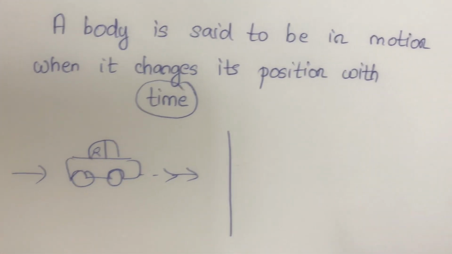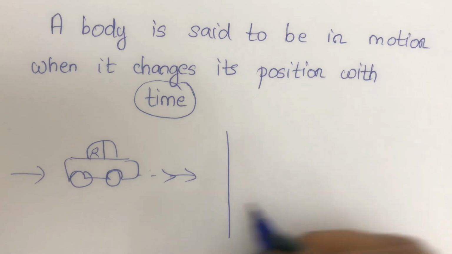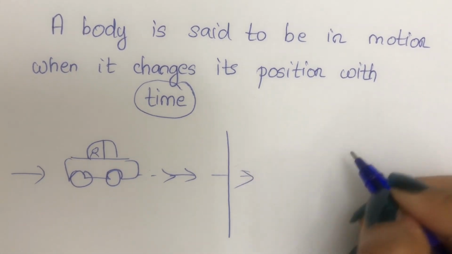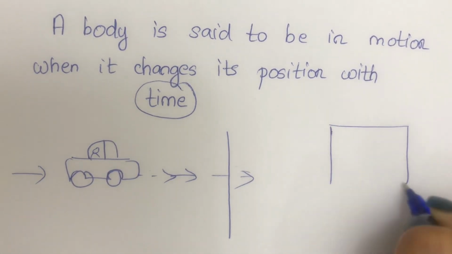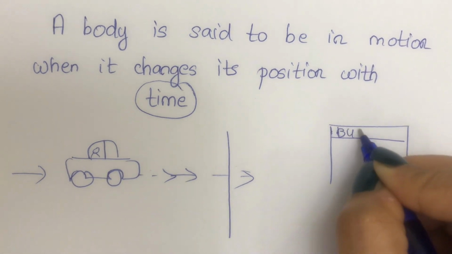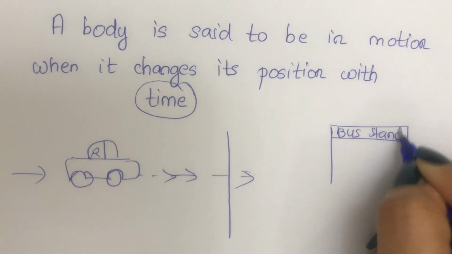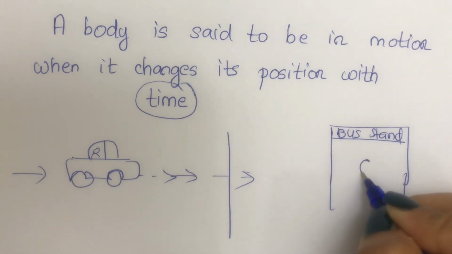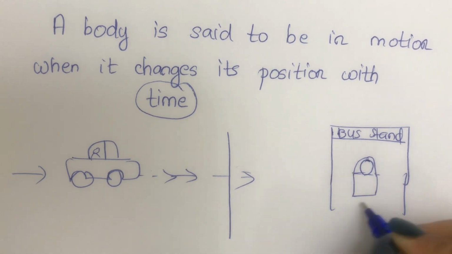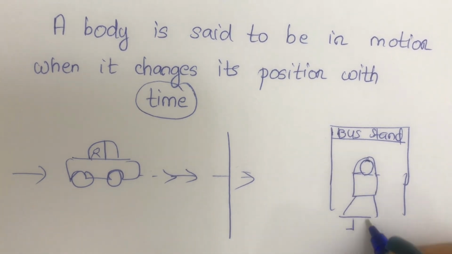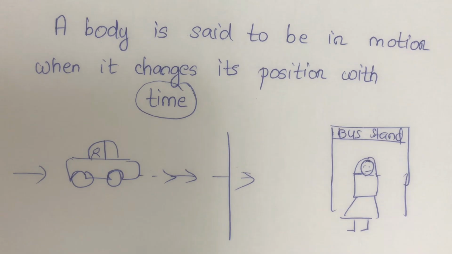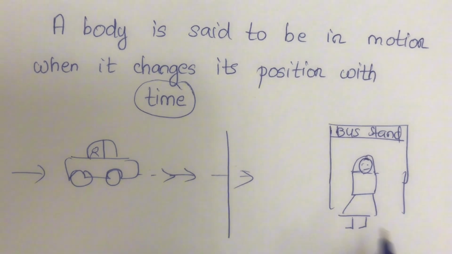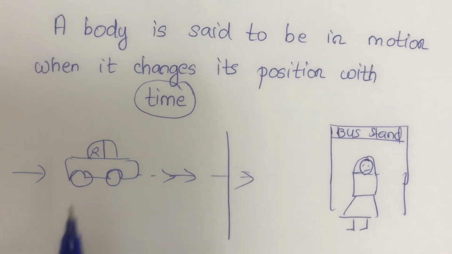Okay, and now on the way, what did you see? On the way you saw a bus stand. Okay, a bus stand, and here you can see Usha is standing. Okay, Usha is standing. Okay, and now Usha is also seeing you going in a car to the school.